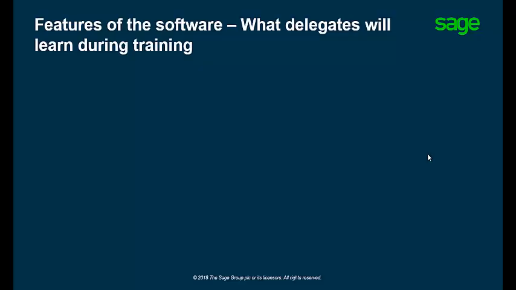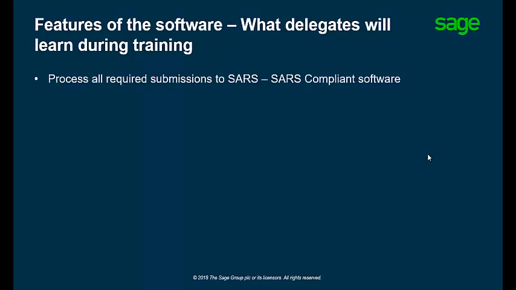Features of the software, or in other words, what will delegates be learning during their training, include the following. How to process all required submissions to SARS. These include creating your IRP5 and IT3A tax certificates, as well as how to import them into EasyFile, and how to print all required SARS compliant reports.